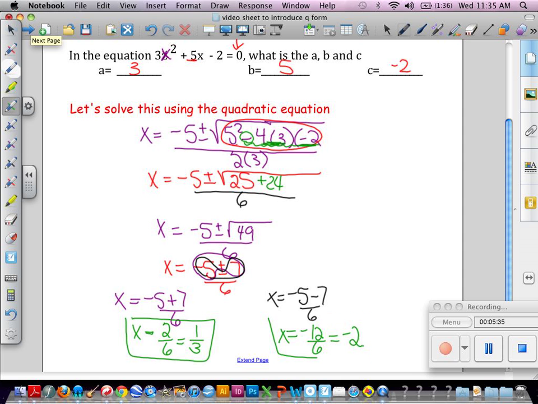Now, you're going to use your quadratic formula when you cannot factor. We're going to start out using it where we can factor because we're going to get a little frustrated if we're working with all those decimals. So when you come to class tomorrow, we're going to focus on working on the quadratic formula.